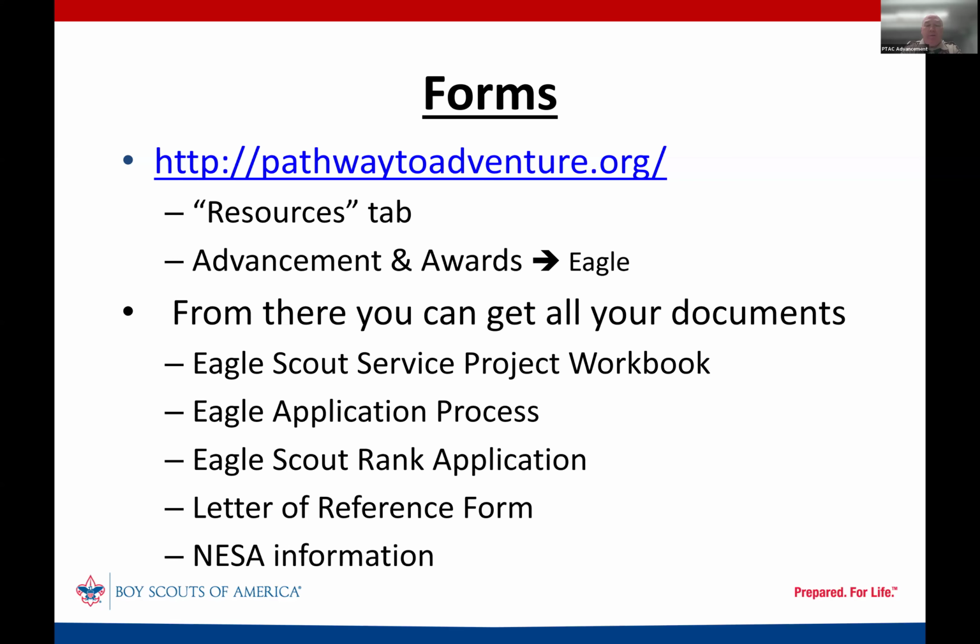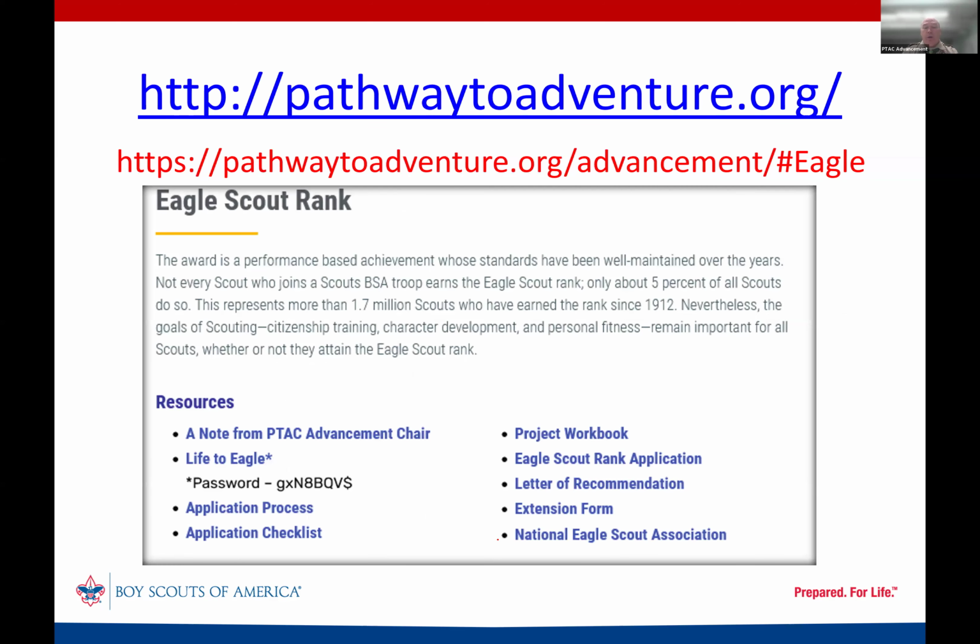Some of the other items are what happens after we finish the project. What is the application process? How does that come down? Things about the Eagle Rank application, letters of reference, and things like that. As we get moving towards the Eagle Board of Review, we want to include those. Those are more paperwork items we want to go through and possibly talk about. Here's a quick look at what that website looks like.